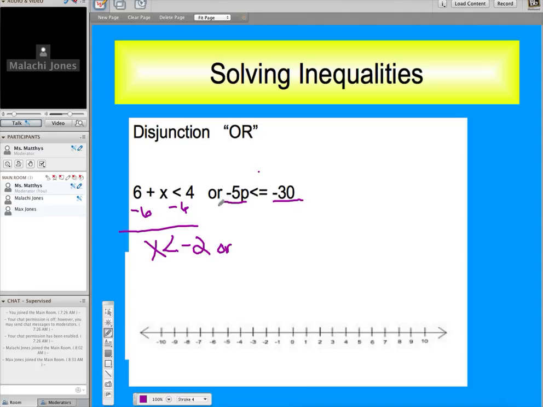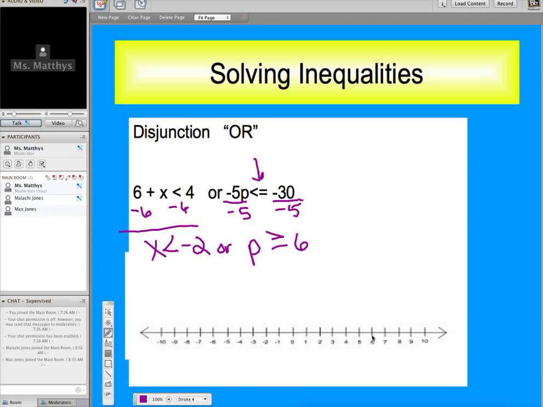You'll get negative 5p. Just negative 5. Okay, and that means p. Now, what happens when we divide by a negative to our inequality sign? The sign changes. It sure does. So it's greater than or equal to. And this is negative 30 divided by negative 5, which would be? 6. Very good.